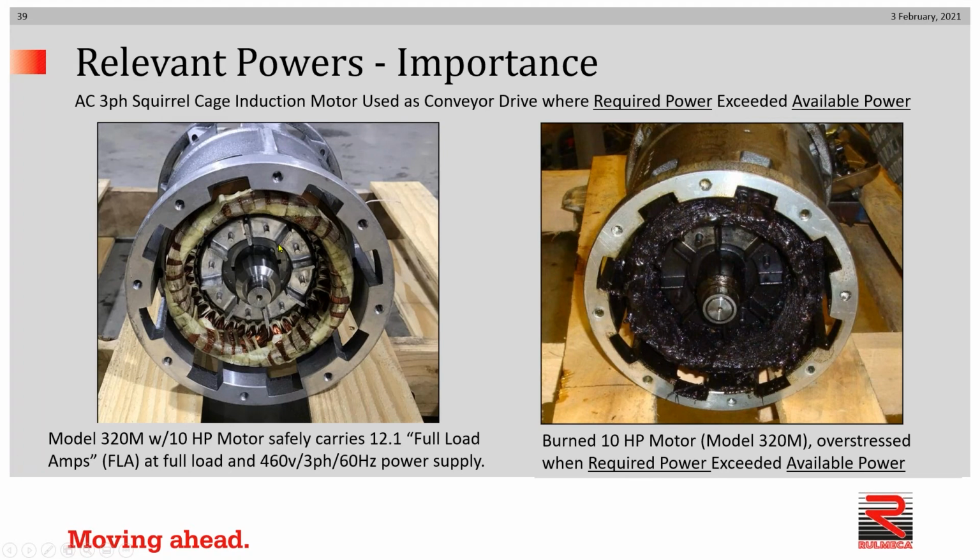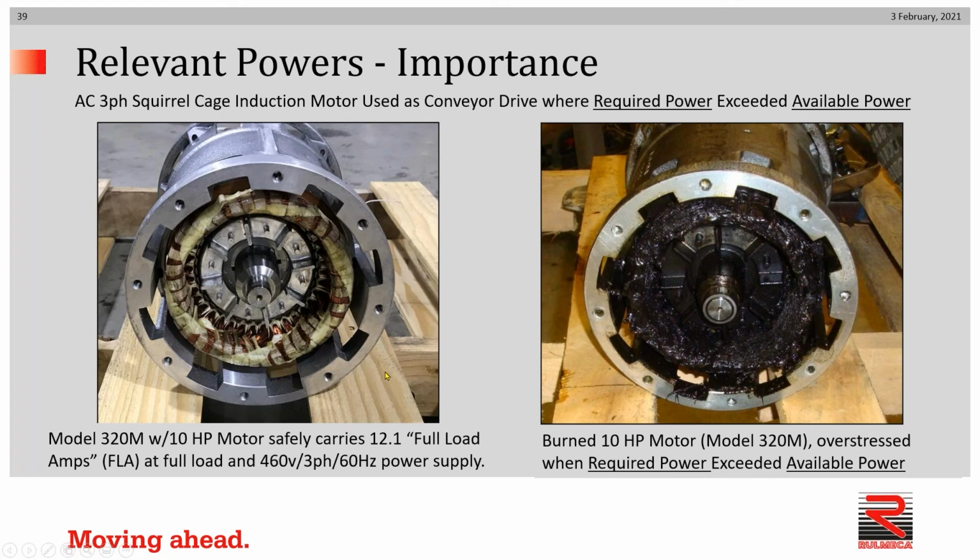And within the stator, and by the way, the stator stays stationary, hence the name, the rotor will rotate because as current flows in the stator, a magnetic flux field will be created, which causes the rotor to turn. In fact, this is an example of a 10 horsepower motor, and I can tell you that it's designed to carry and can carry 12.1 amps at full load. This is defined as FLA, full load amps.